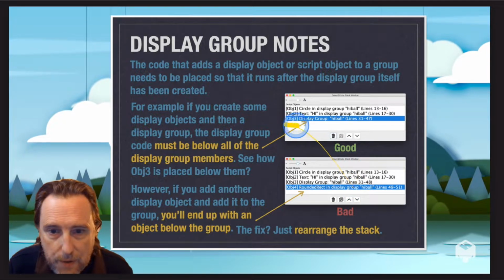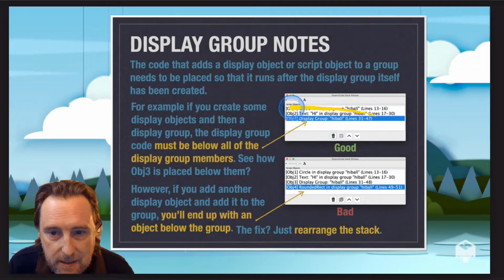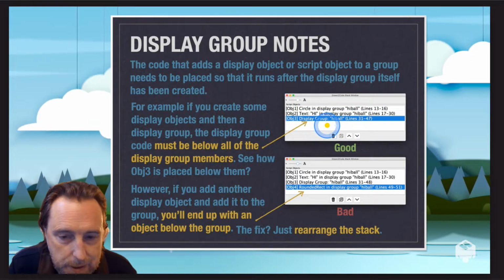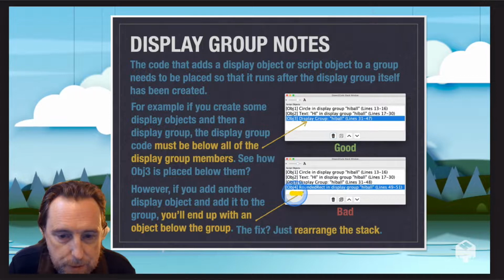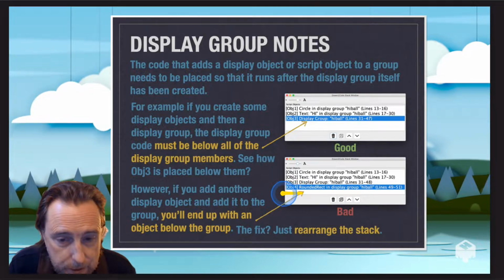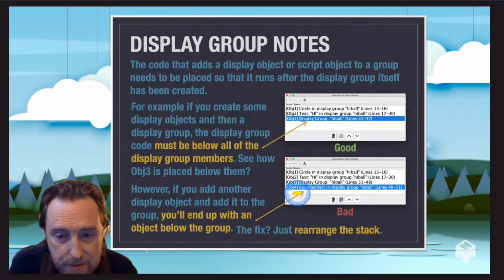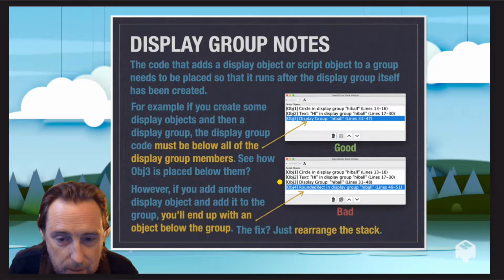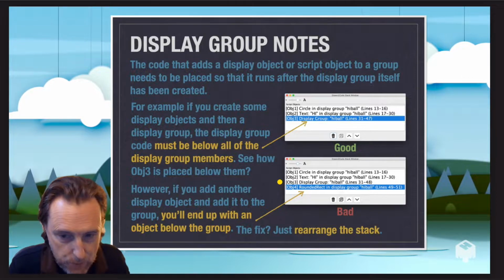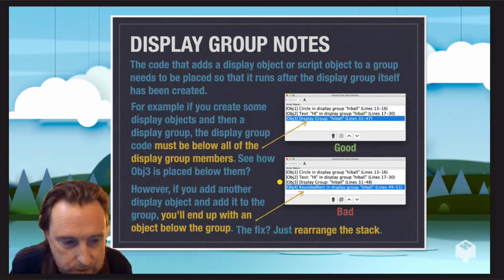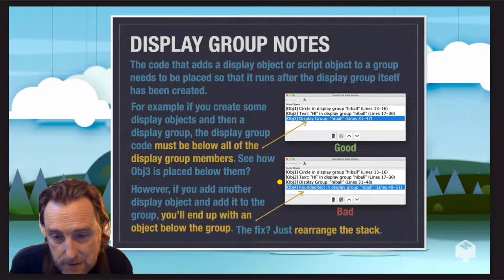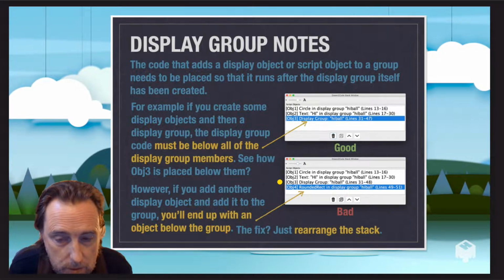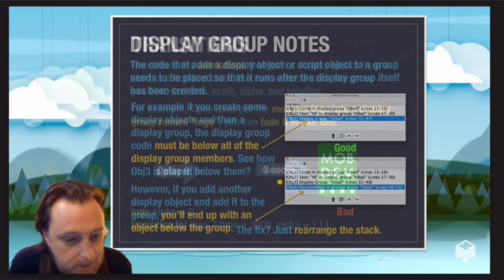So you want that display group to be the last thing, not necessarily in the stack, but it has to be below everything that you're putting into it. So if you wanted to add this object 4 to the display group, you can do it, but you can't have this script object beneath object 3. Object 3 is where the insert statements will be written out in your main.lua file, so it has to be after the creation of objects 1, 2, and 4 that you're trying to add to it.